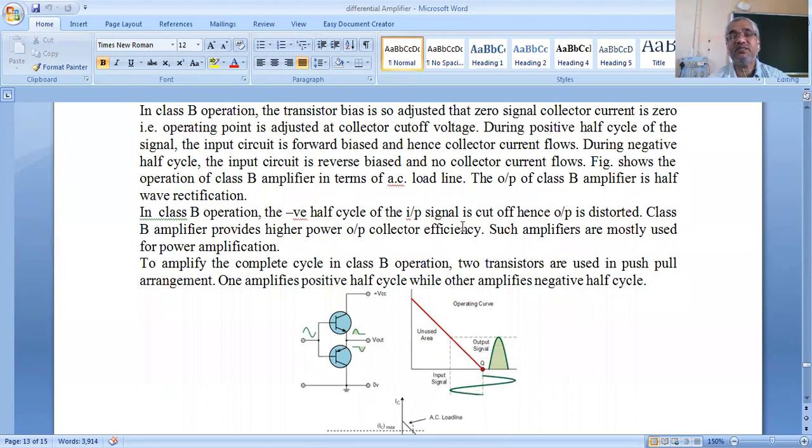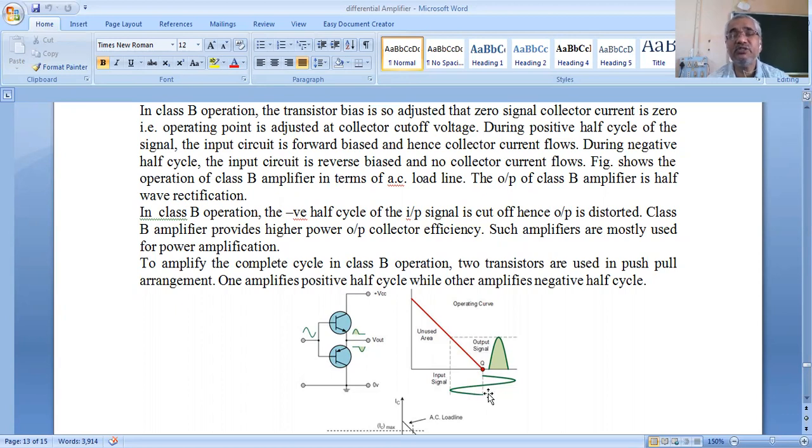So the operating point is generally, see in this diagram, this is the cutoff point. In a class A amplifier we have selected the operating point at the middle of this AC load line, but in a class B amplifier the operating point is selected at the cutoff point. So what do you mean by cutoff point? The collector current is 0 and the collector to emitter voltage is maximum. Then it is called the cutoff point. So there is only a swing in the upper part, but no swing in the lower part. So the lower part will be cut off.